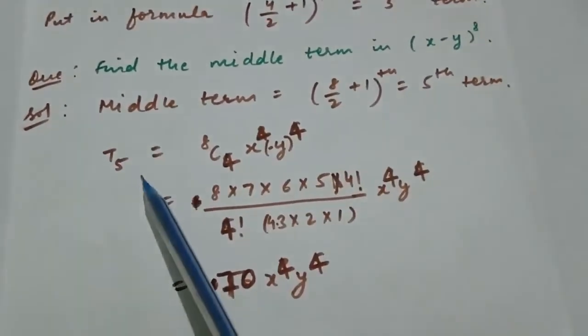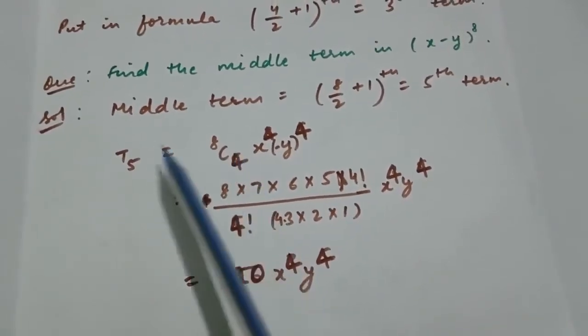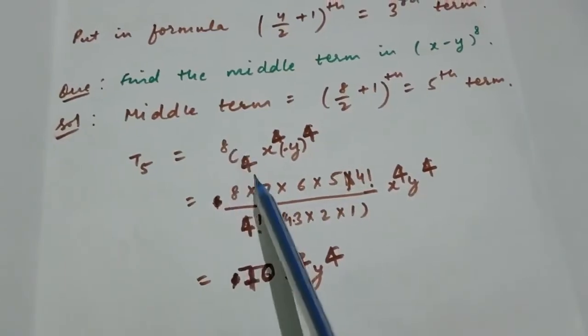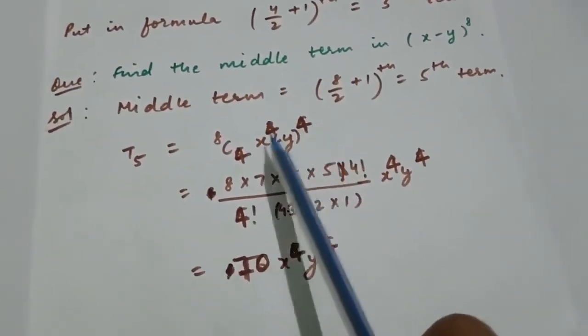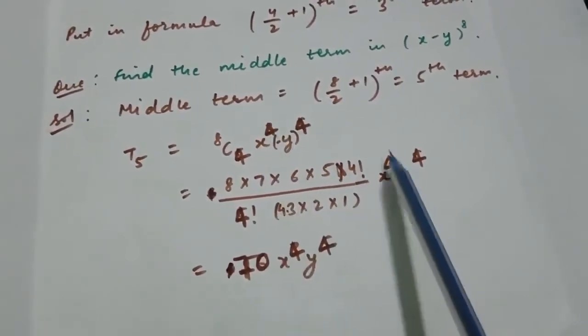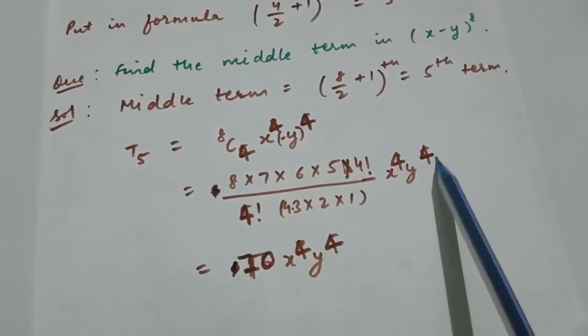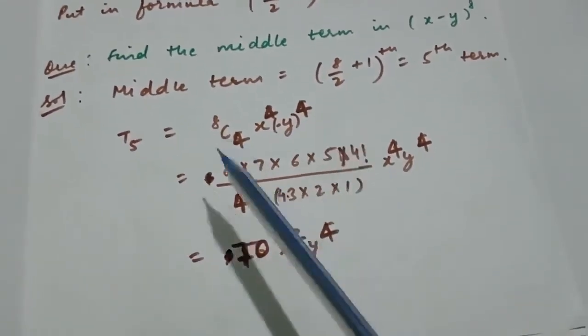So T5 will be 8C4. Here the number is 1 less than this number. x raised to the power 8 minus 4, which is 4, and minus y raised to the power 4. Now x raised to the power 4, and this minus y raised to the power 4 will become y raised to the power 4, because minus 1 raised to the power 4 is 1.